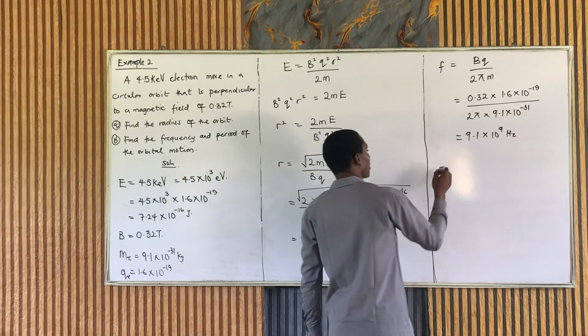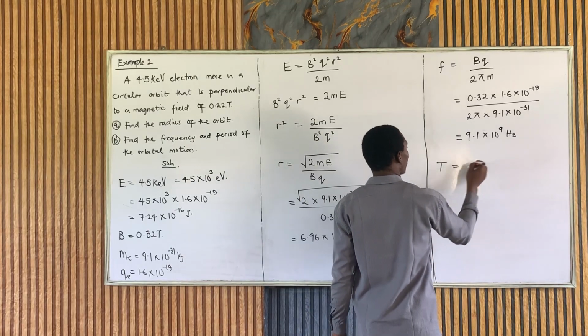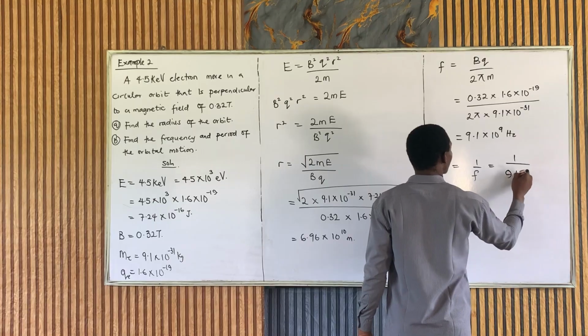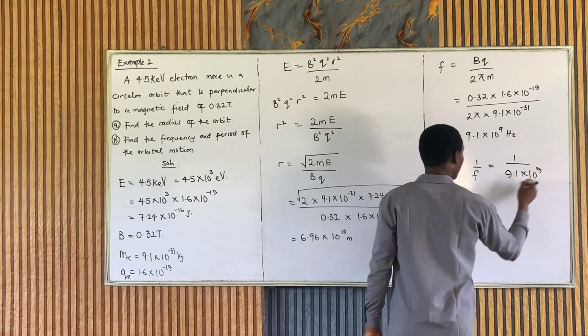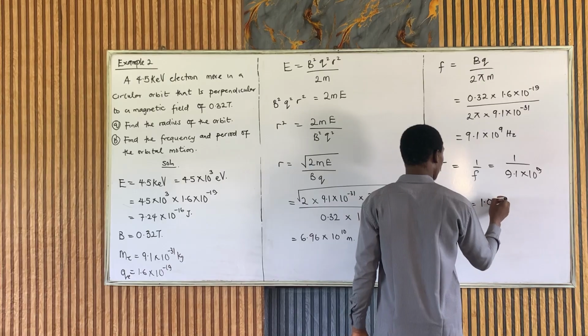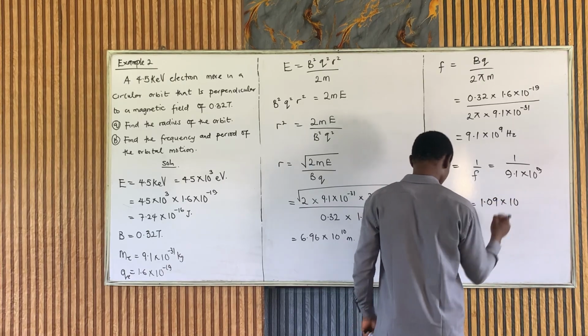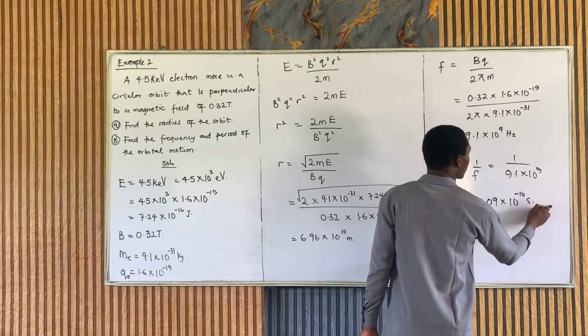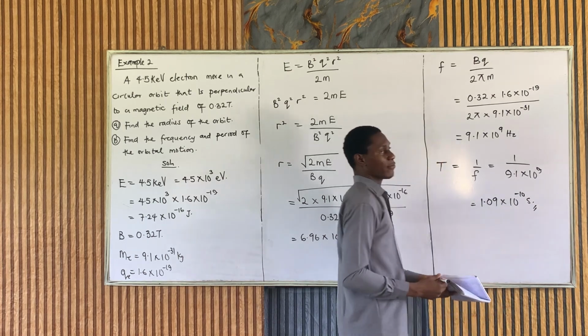And then the period is simply 1 over frequency. And that will be 1 over 9.1 times 10 raised to the power 9. If we do that, we're going to have 1.09 times 10 raised to the power minus 10 seconds. So that's that for this question.